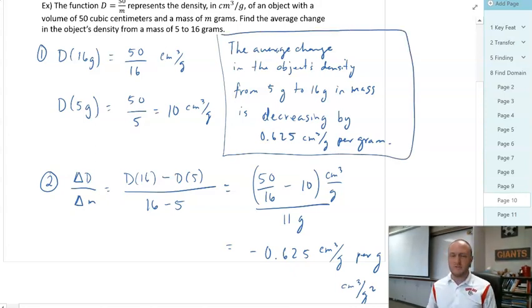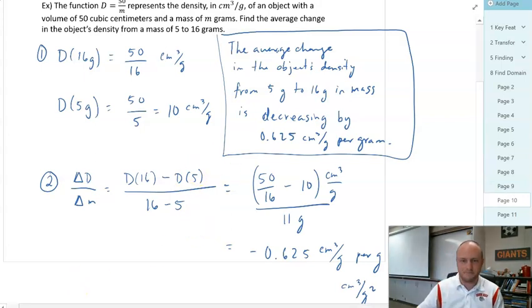It's important to use the word decreasing or increasing. This will come up in calculus, but you want to state whether that average change is going up or going down. Notice I didn't include that negative. That negative is told to me by decreasing.